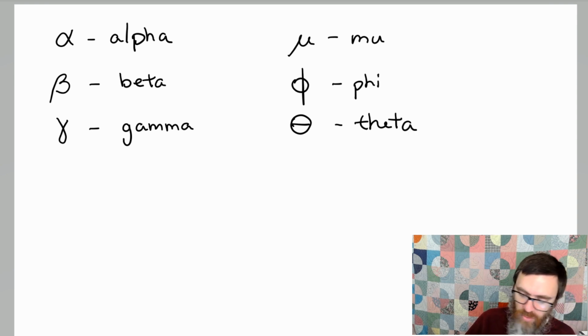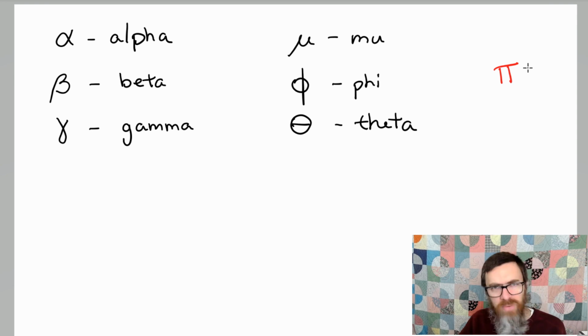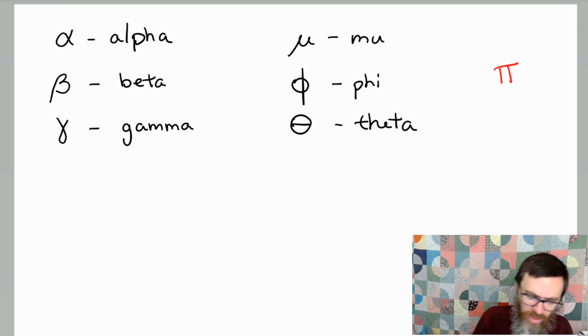The one thing to make sure you watch out for is this one right here, pi. Don't ever use that as a variable. Pi, you remember, is an irrational number. It's about 3.14. Yeah, that pi. Don't ever use that as a variable. Even though it is a Greek letter, it's not used as a variable. It's weird and wonky. We don't do that.